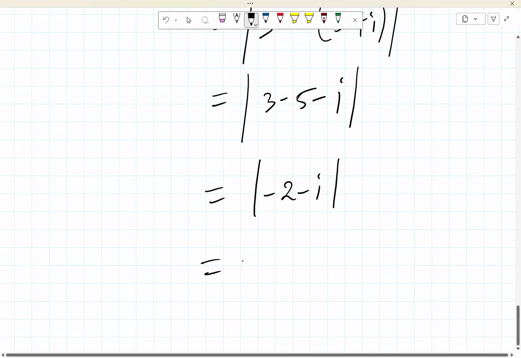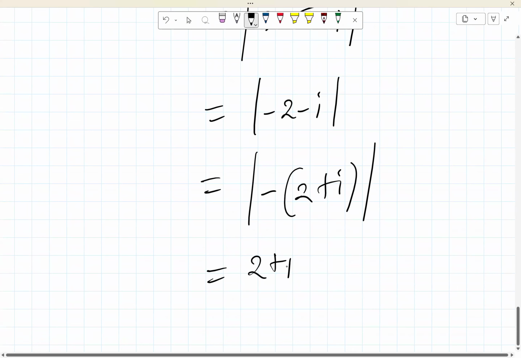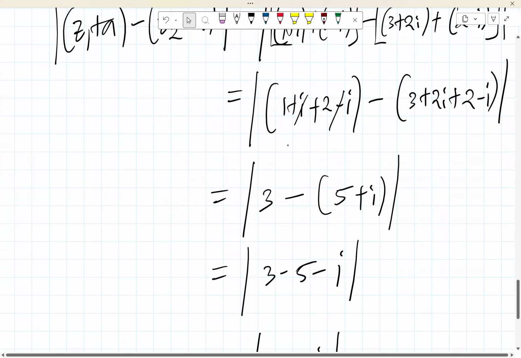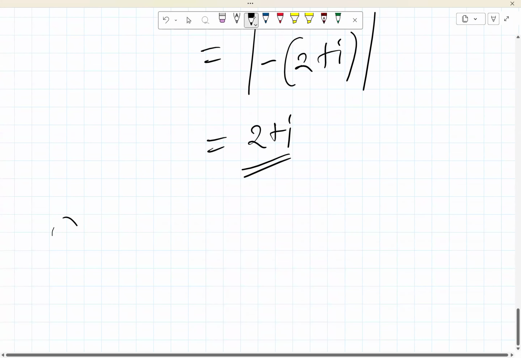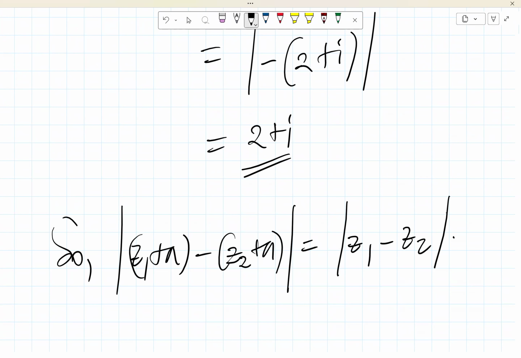Then we can factorize like before. That's the absolute value of minus 2 plus i. And then that is still the same thing as 2 plus i that we got before, like this. And then we can say, so the absolute value of Z1 plus A minus Z2 plus A is simply the same thing as the absolute value of Z1 minus Z2, like that.